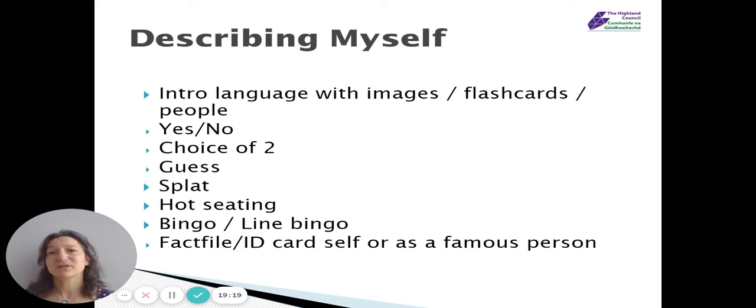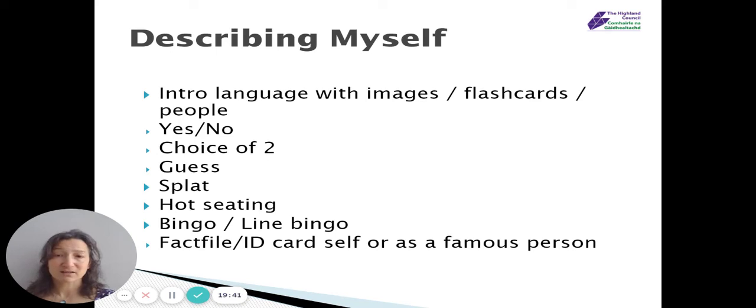Okay, so just a summary of the different activities that we've done. We've looked at different ways of introducing vocabulary using people, but you could do it with images or flashcards. The yes-no game, the choice of 2 answers. The guessing game, where you're hiding and trying to guess what the children have said or the children are guessing.